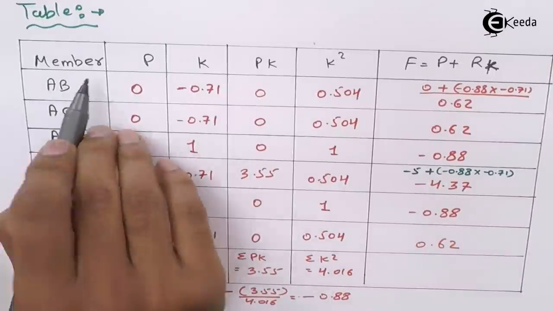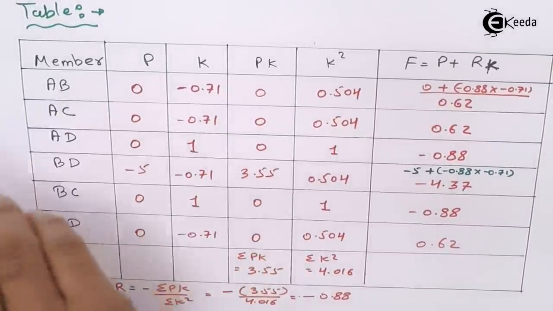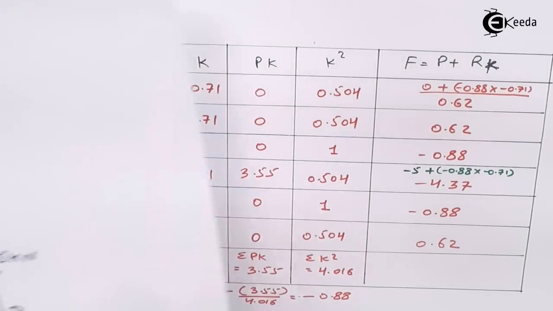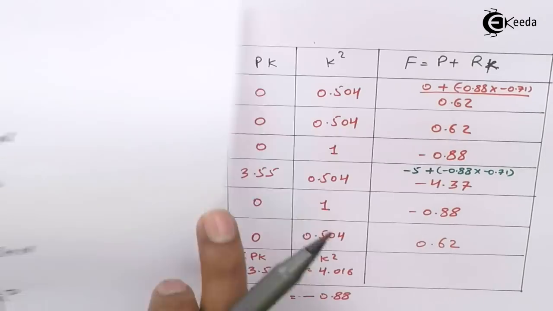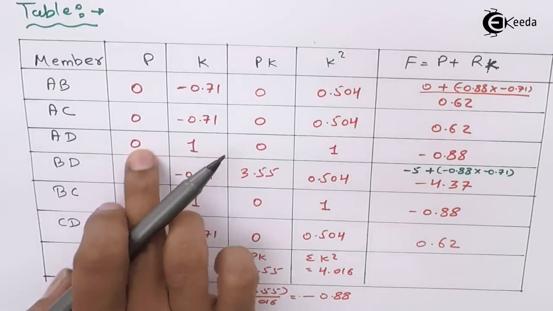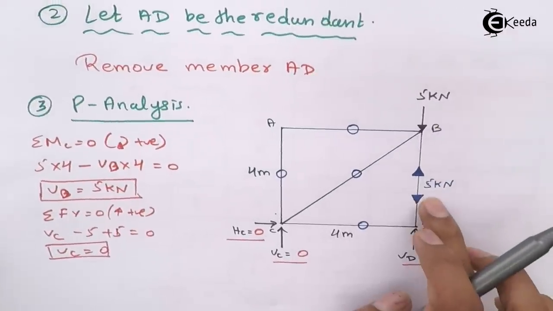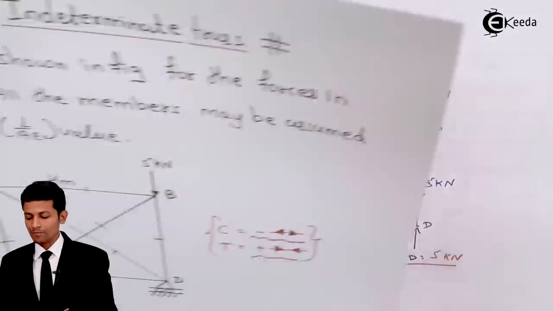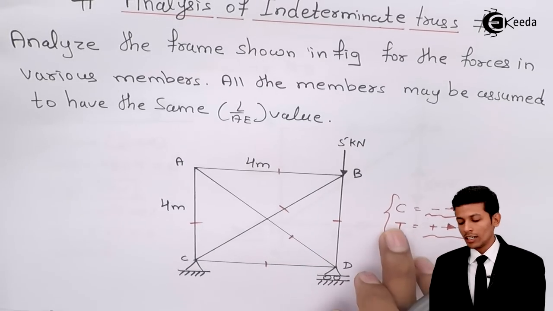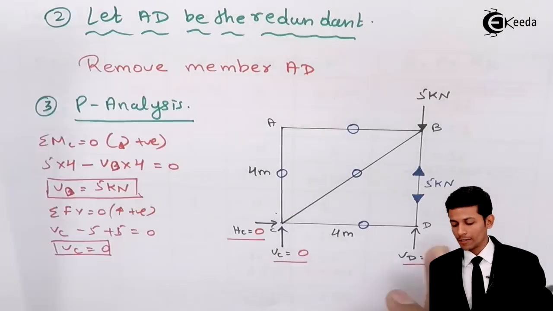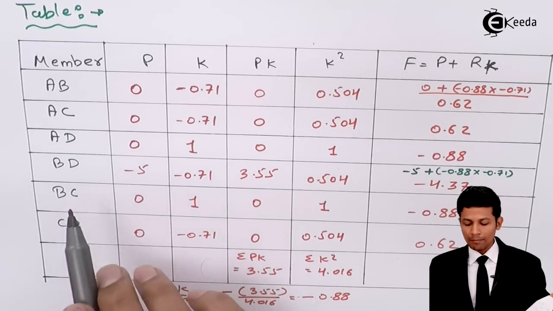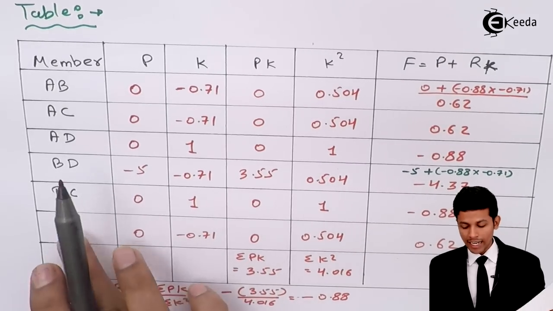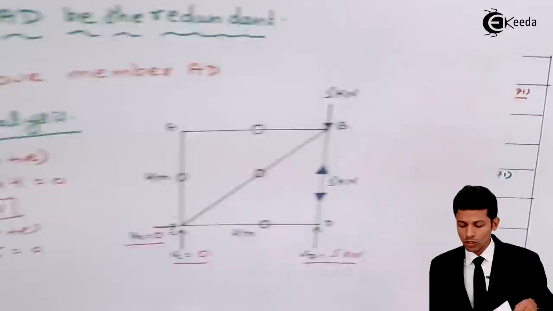See, first you have to see P, means we have to see the P analysis diagram. Member AB, P analysis will be this. Member AB will be 0, write over here 0. And AC is also 0. Then AD is also 0. Then B and D. See, B and D will be two arrows away from each other, means compression. Compression is nothing but minus, as we see over here. Compression is minus, two arrows away from each other. T is nothing but tension, plus, two arrows kissing each other. So it will get minus 5. Then B and C will be 0. Then C and D will also be 0. We will write over here 0.